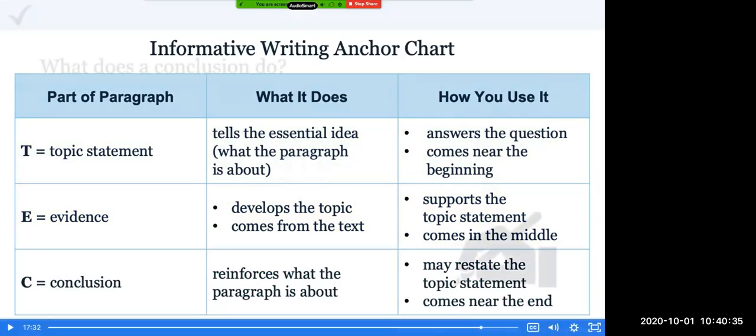Okay, so we have learned that the topic statement tells the essential idea or what the paragraph is about. It answers questions about things, and it usually comes at the beginning of the paragraph. The evidence of a paragraph helps develop the topic, it helps support the topic statement, and it comes from the text. And it's usually in the middle of a paragraph. And then we are learning today about a conclusion, which reinforces what the paragraph is about. And it may restate the topic statement, and it usually comes near the end.